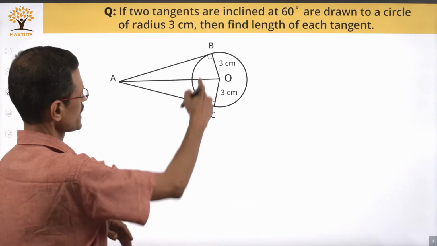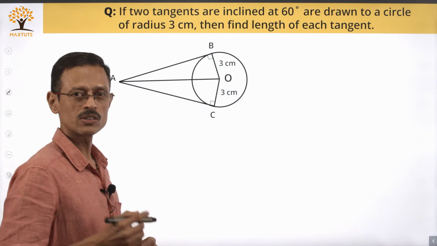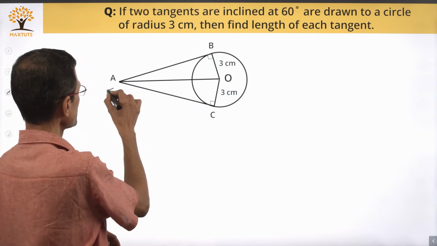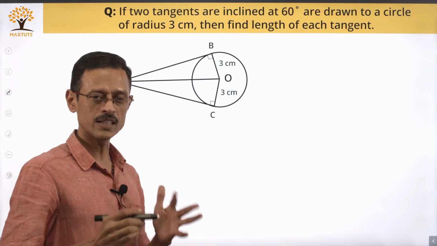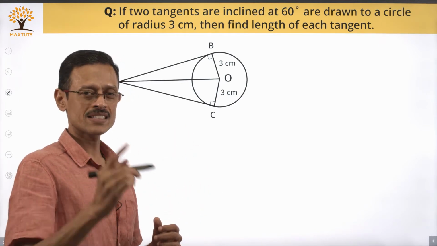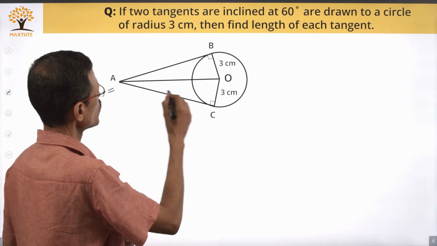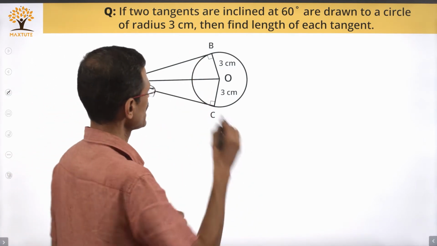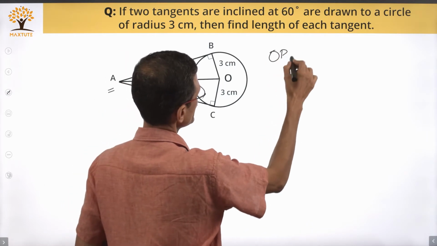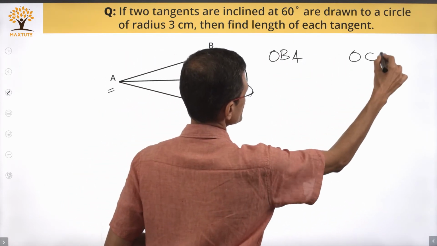Here is a circle, center O, radius of the circle is equal to 3 centimeters. From an external point A, we have drawn two tangents AB and AC. We know that these two tangents will be equal in length, that is known to us. We'll establish that these two triangles OBA and OCA are congruent triangles, right? We'll establish that first.